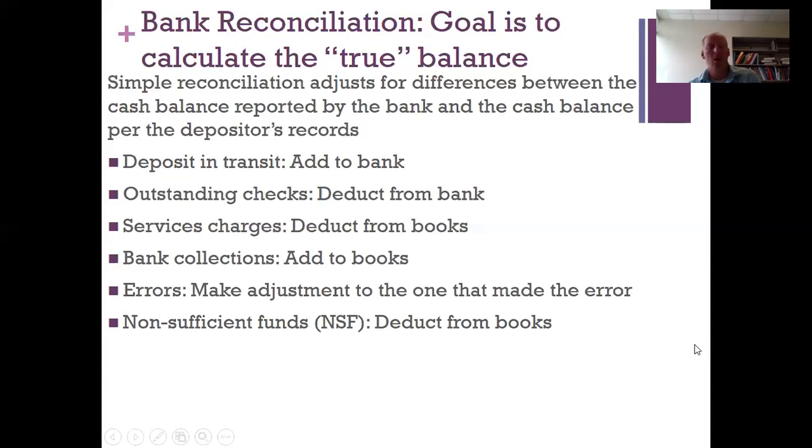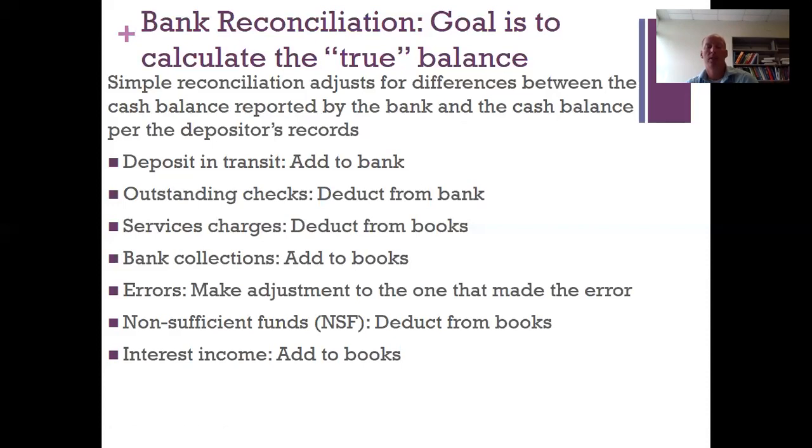All right, non-sufficient funds, NSF. Basically what's happening there is someone gave us a check, and we went and cashed that check. We thought it was money in the bank, essentially. And then the bank lets us know later on that, sorry, that person didn't have the money to clear that check, or that check didn't clear the bank. So with a non-sufficient funds check, the bank knows about it. We didn't know about it. We thought it was money in our books. And so we need to reduce or deduct from our books.